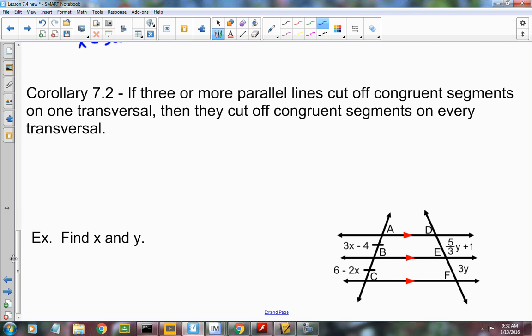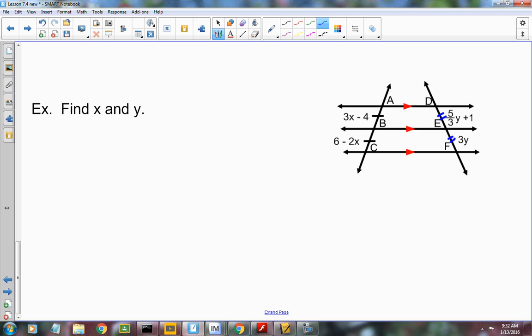All right, last little thing here. And this is very similar to the one above. It says, if 3 or more parallel lines cut off congruent segments on one transversal, then they cut off congruent segments on every transversal. So in the corollary above, it said if you have 3 parallel lines that intersect 2 transversals, then the transversals are cut off proportionally, correct? Well, this is saying that if the proportion is a 1-to-1 proportion on one, it's going to have to be a 1-to-1 proportion on the other, yes? So if these lines are parallel and cut by 2 transversals, if these 2 parts are congruent, then those 2 parts are going to be congruent. Okay? And so now they want us to find the value of x and y.